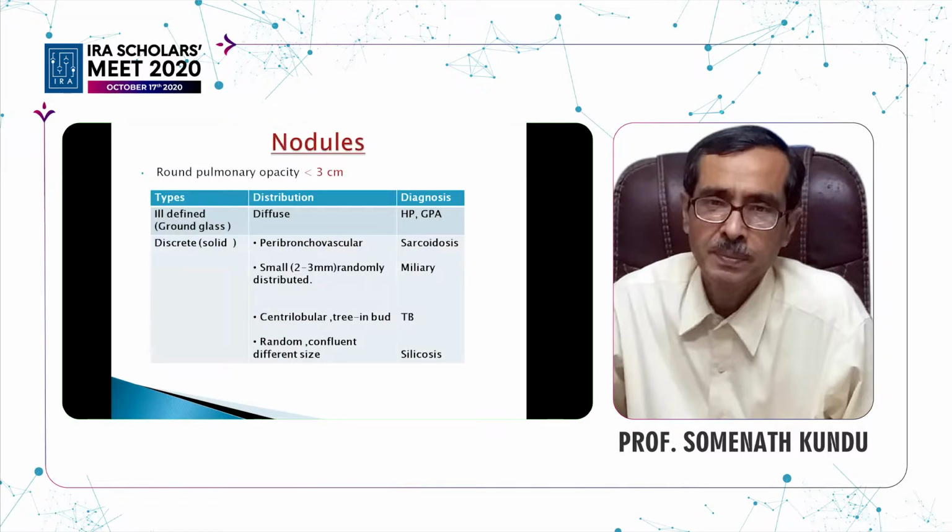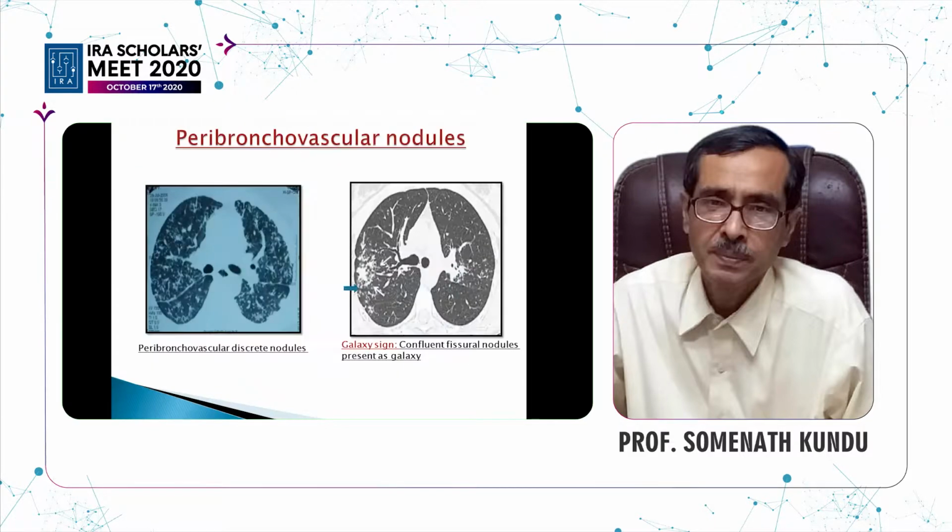Nodules are defined as round pulmonary opacities which are less than 3 centimeters, maybe ill-defined ground glass nodules or discrete nodules. Ill-defined nodules, we can get it in hypersensitivity pneumonitis. Discrete solid nodules may be peribronchovascular, maybe miliary nodules, maybe centrilobular nodules with tree-in-bud pattern, or random confluent nodules with different sizes. Let us look at them one by one. So this is the classical peribronchovascular nodules distributed along the septum, the interstitial septum. And the confluent fissure nodules may present as a galaxy, which is known as the galaxy sign.